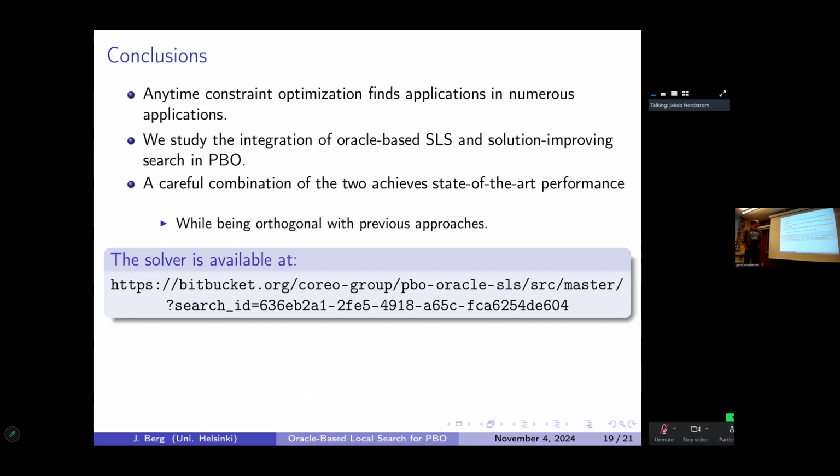The link is very ugly, but the point is the solver is available, and if you want to try it, you can. And when all of these nice things to running SAT are implemented, we'll be sure to add them to this one as well. Thanks very much.